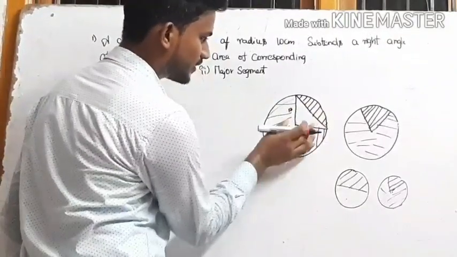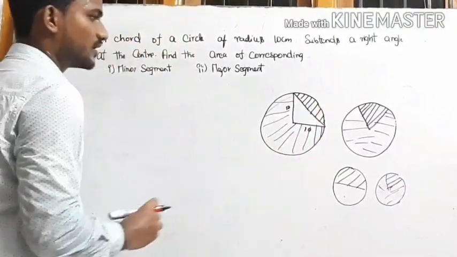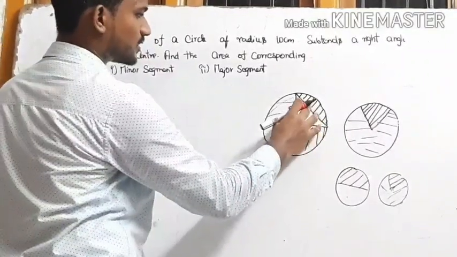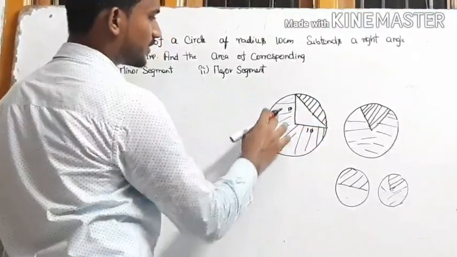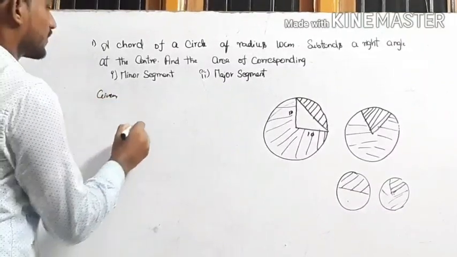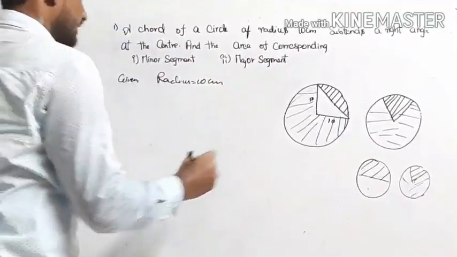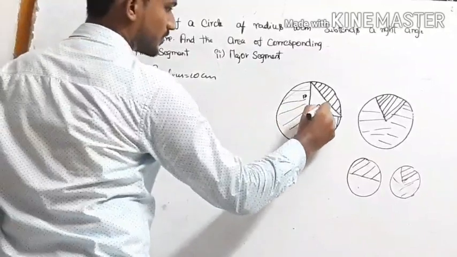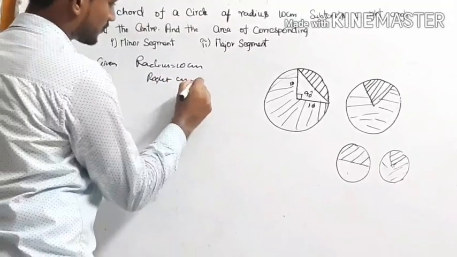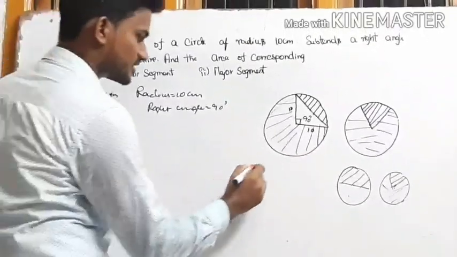This total part is the area of the triangle plus this minor segment. We want to find the total area of this, and from this we subtract the minor segment and the area of the triangle. Then we can find the major segment. Given radius equals 10 centimeters, and it is 90 degrees. Then we know that it will become 90 degrees. See the right angle, first 90 degrees. From this we can find the area of a segment.